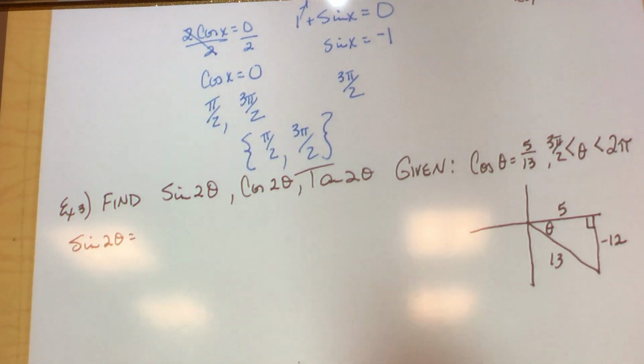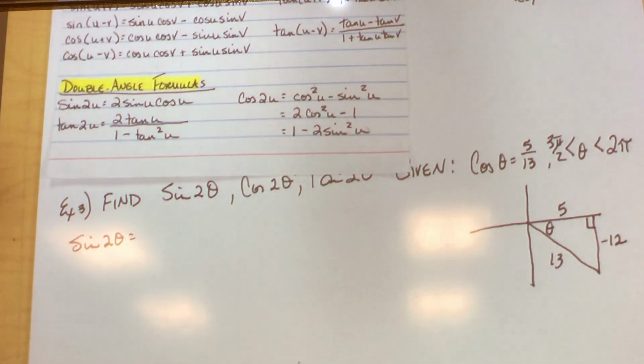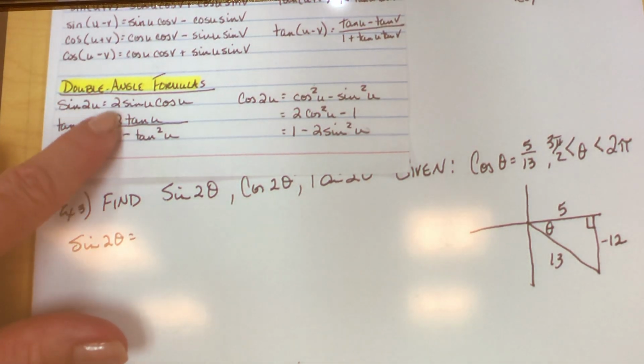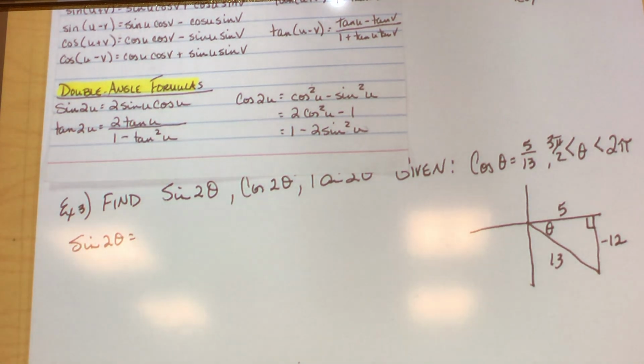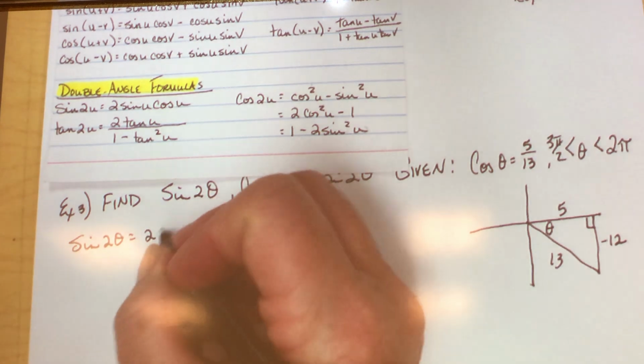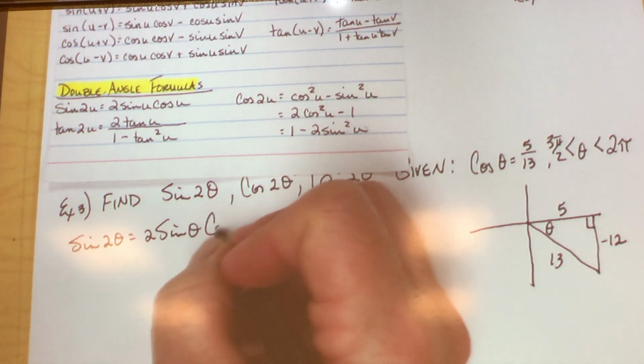Okay, sine 2 theta. What does our formula card say? What's sine 2 theta equal to? I'm looking at my formula card. Here it is right here. Sine 2 theta is equal to 2 times the sine of theta, cosine of theta. This is easy, people. 2 times the sine of theta, the cosine of theta.